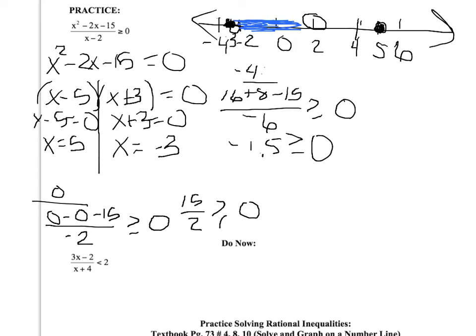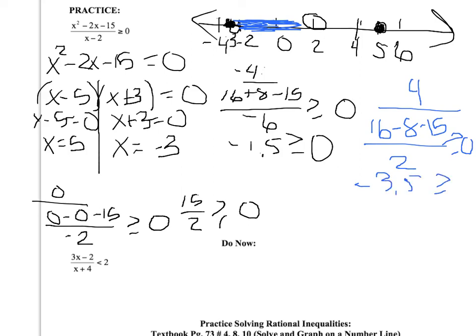I still have a couple more to do. I need to check a number between 2 and 5. So let's pick 4 and see what happens. I'm going to plug a 4 in. When I plug a 4 in, I get 16 minus 8 minus 15 over 2 has to be greater than or equal to 0. 16 minus 8 minus 15 divided by 2 is negative 3.5. Has to be greater than or equal to 0. That is not true. Since it is not true, I'm not going to shade.